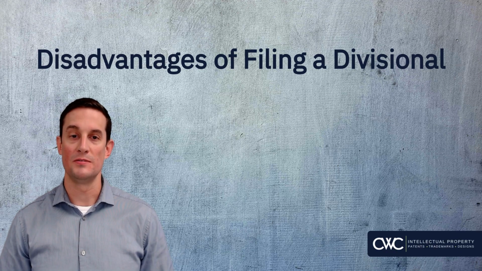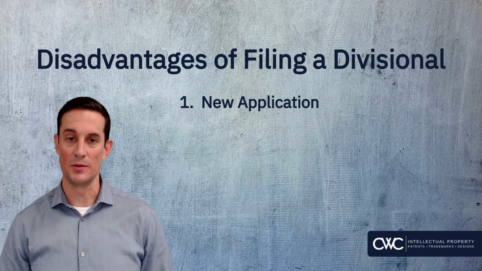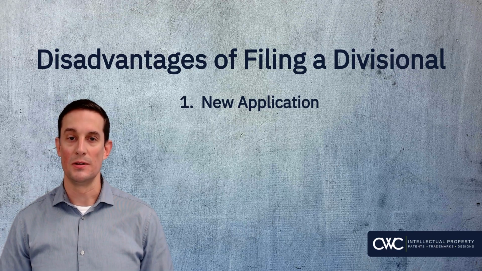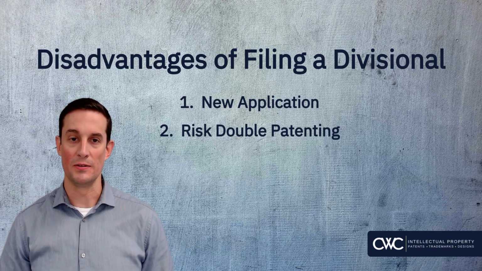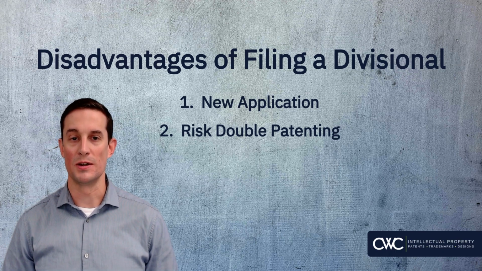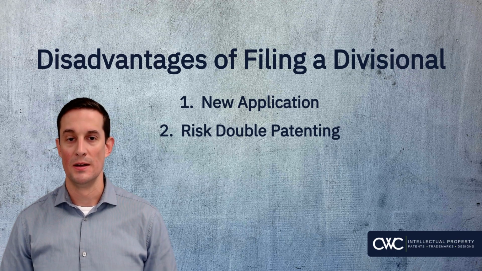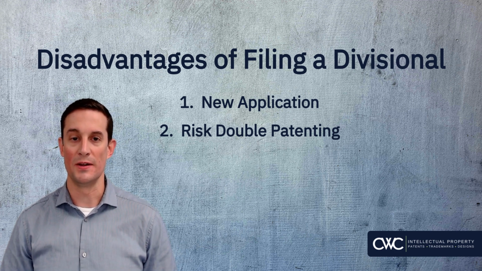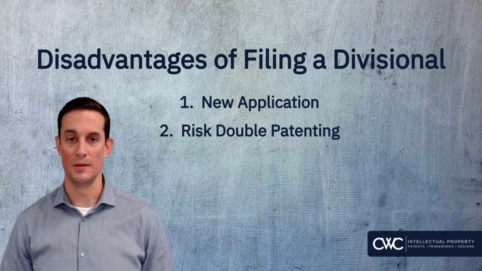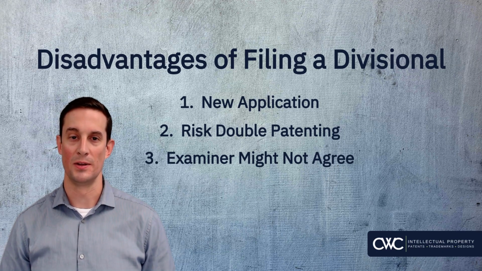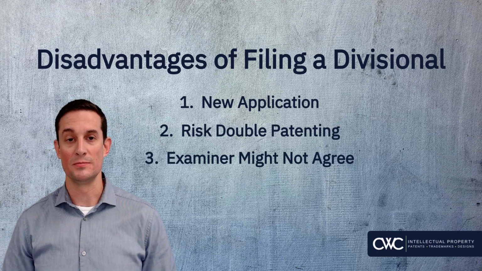But there are also disadvantages to consider. Each divisional is a new application with its own filing, examination, and maintenance fees. There's a risk of double patenting, especially if the divisional is filed voluntarily and the claims overlap too closely with the parent. In Canada, this can be a challenging problem because there is no easy fix like in other countries. An examiner might not agree to let the commissioner decide on unity, potentially adding cost to examination.